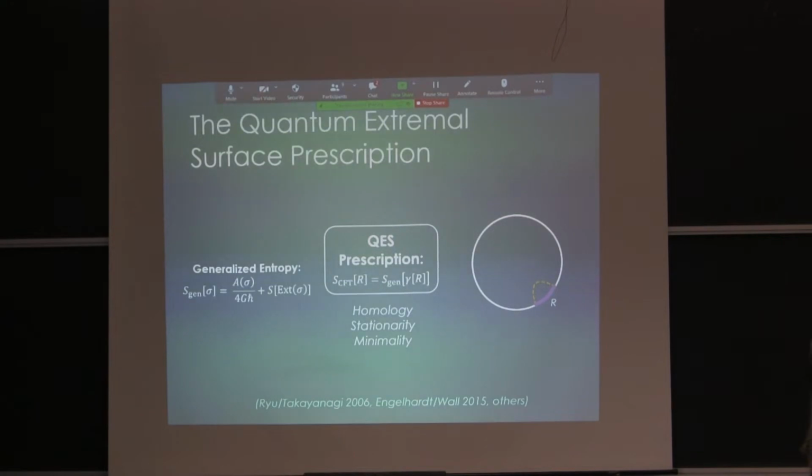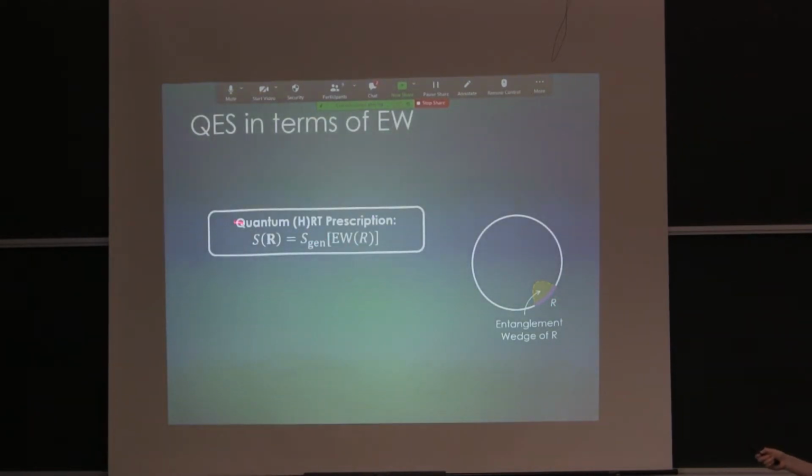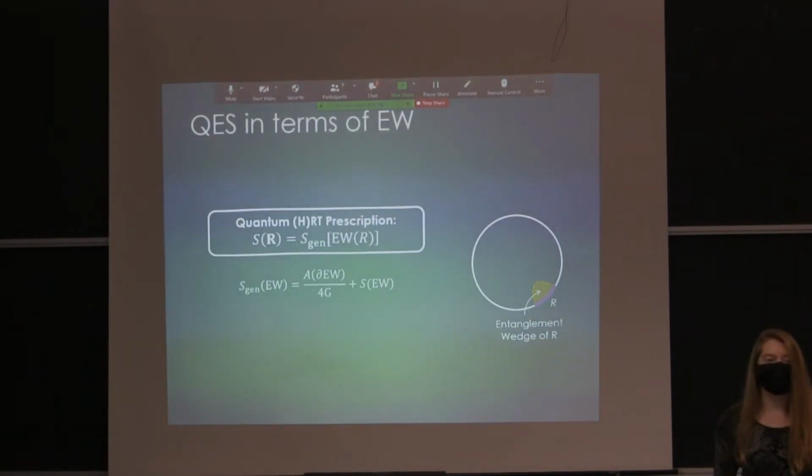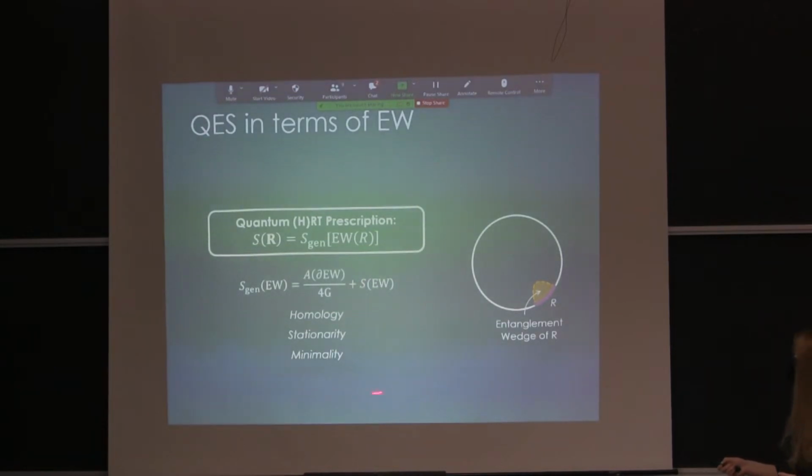So that's the quantum extremal surface prescription in terms of the quantum extremal surface gamma, which is what I'm calling it here. You can also, just a different perspective, think of it in terms of this interior region here, enclosed by gamma, which is called the entanglement wedge of R. In that case, the entropy of the boundary region R is the generalized entropy of the entanglement wedge, which is this region here. And then the generalized entropy of the entanglement wedge is defined as the area of the boundary of the entanglement wedge plus the entropy enclosed in the entanglement wedge. And then, of course, the entanglement wedge needs to obey these various conditions so that it's the same prescription as the previous statement of it.